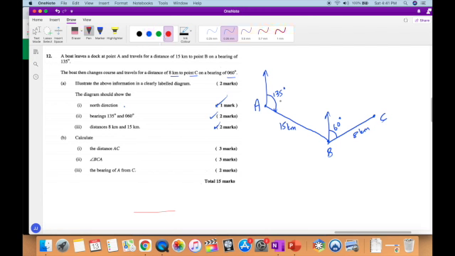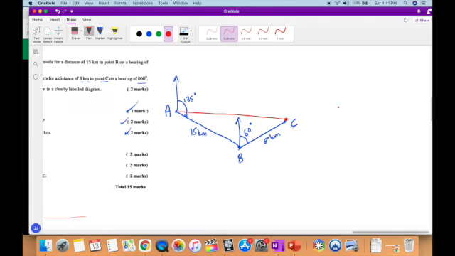So I want to calculate this distance from A straight to C, right? So how am I going to do that? Cosine rule, but do I have this angle here? I could definitely use the cosine rule, but I have to have this angle here. How am I going to get it? Remember, if this is north and this is north, they're parallel lines. So this here is co-interior to this one.